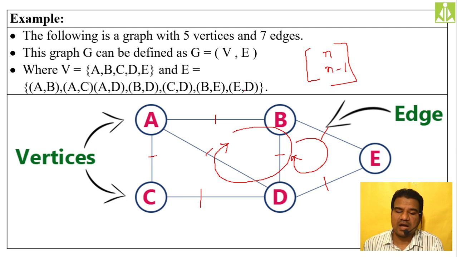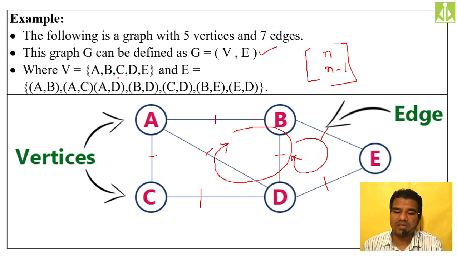So this graph, how are we representing it? G equals V comma E, where V is the collection of all vertices. How many vertices do we have? A, B, C, D, E. 5 vertices. Simply make that list of 5 vertices a set. Then that will become the V set, the set of vertices.